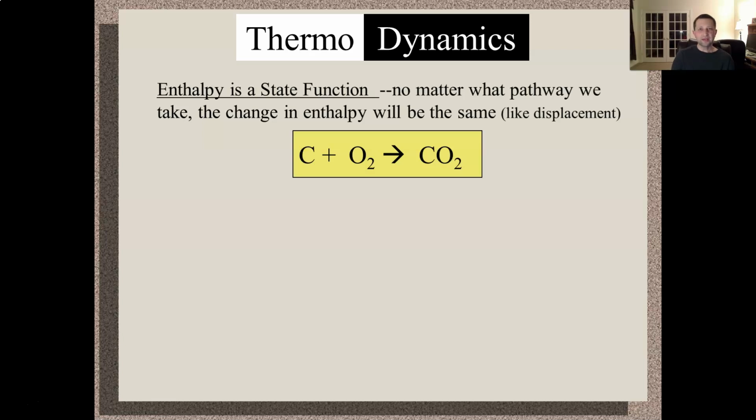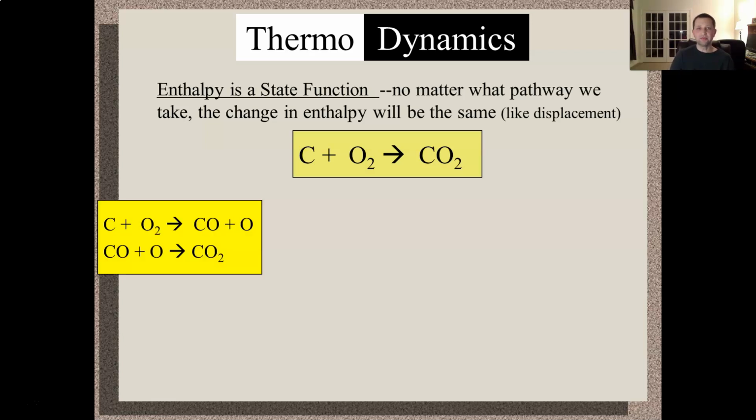Here's a basic chemical equation. We have carbon plus oxygen produces carbon dioxide. Now sometimes, and we'll get into this when we do our next unit on kinetics, you don't always just have a carbon and an oxygen combining to make CO2 in one shot, right? Sometimes you have to go through maybe 2 or 3 chemical reactions to get to where you want to go. So here's an example of that.